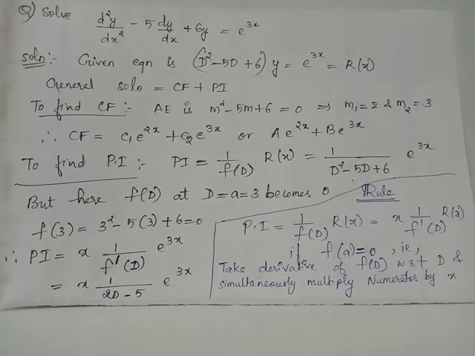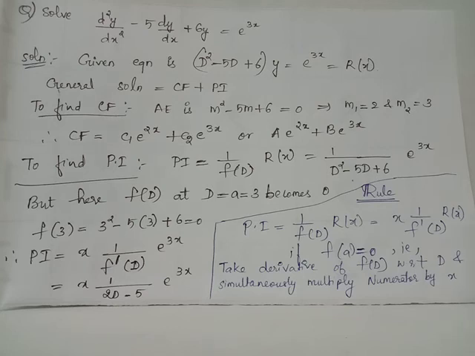Here we have f of D equals D square minus 5D plus 6. When this expression is differentiated with respect to capital D, we obtain f dash of D equals 2 times D minus 5. In this expression f dash of D, when you give capital D equals a equals 3 here, you notice that f dash of D at capital D equals 3 is not becoming 0. That is, in the expression 2D minus 5, which is f dash of D, when you give capital D equals 3, you obtain 2 times 3 minus 5, which is a non-zero value.